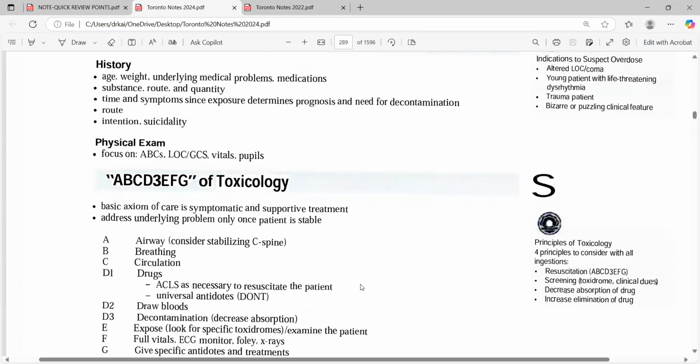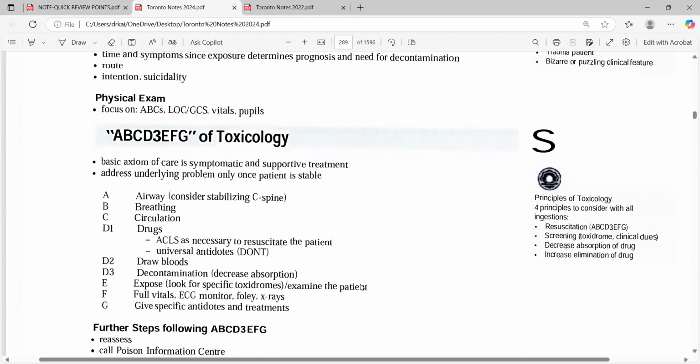A, B, C, D, E, D3, E, F, G. What is A? Airway, breathing, circulation. So after that, what is that one? Drugs, draw blood, decontamination, exposure, full vitals, ECG monitor, Foley's, X-ray, and then giving the antidotes. So here is one of the questions that can be asked, like drug screening. Usually we think that the urine test is more comfortable and easy to do for the drug screening.